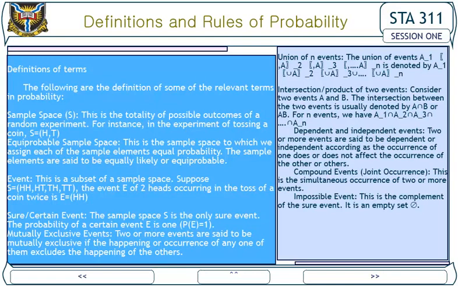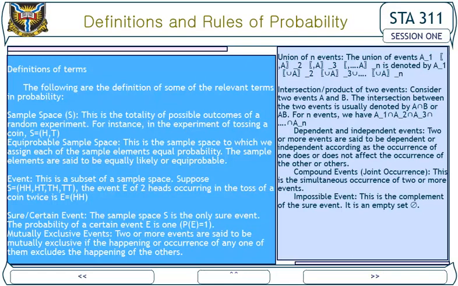3. Event. This is a subset of a sample space. Suppose S is equal to {HH, HT, TH, TT}. The event E of 2 heads occurring in the toss of a coin twice is E equal to {HH}. 4. Sure or certain event. The sample space S is the only sure event. The probability of a certain event E is 1. P(E) is equal to 1.